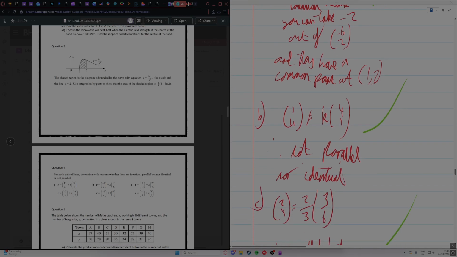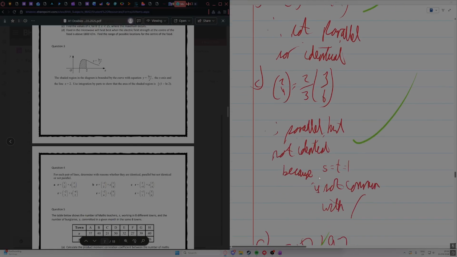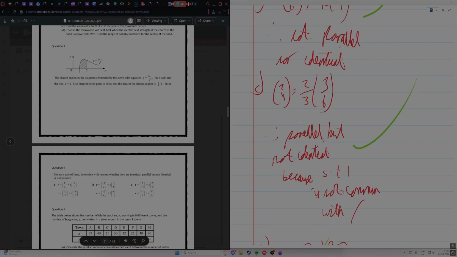So for this one, they're not parallel or identical because there's not a scalar here. But this one is parallel but not identical because they don't have a common point with each other. So they have a scalar, but they don't have a common point.